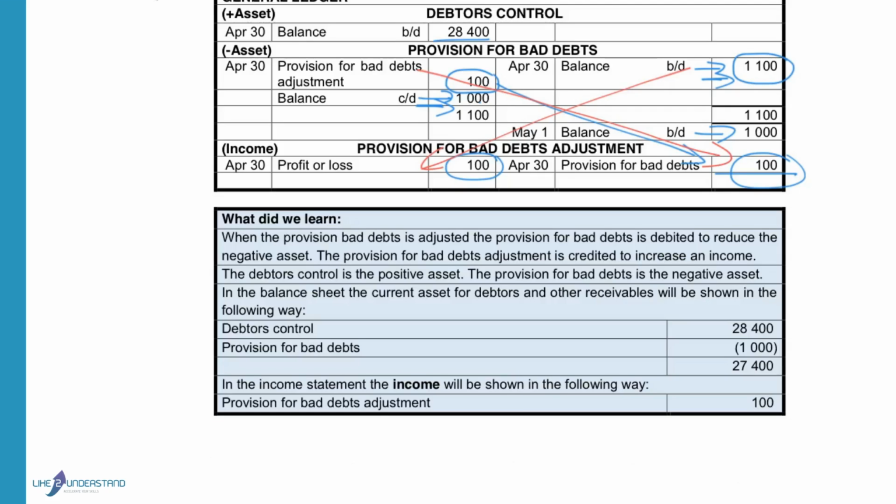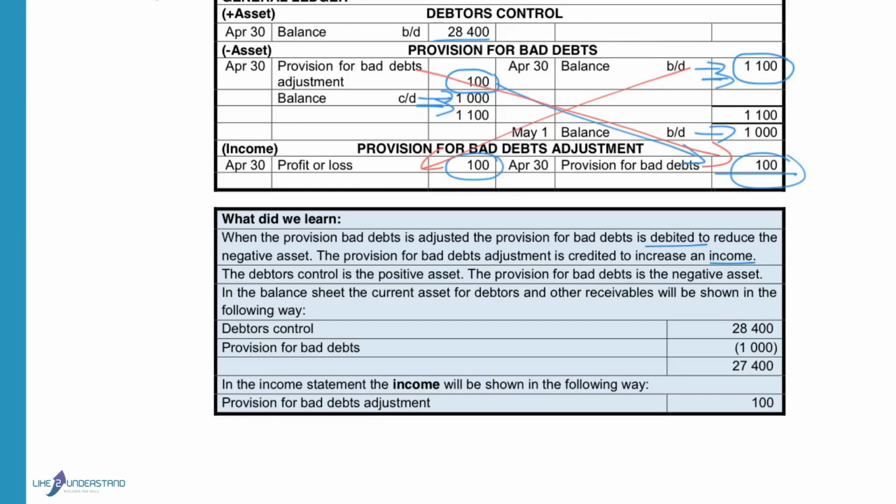What did we learn today? When the provision for bad debts is adjusted, the provision for bad debts is debited to reduce the negative asset, and the provision for bad debts adjustment will then be increased on the credit side to create an income. If we increase the provision for bad debts, the provision for bad debts will be credited and the adjustment will be debited, and that means we will create an expense.